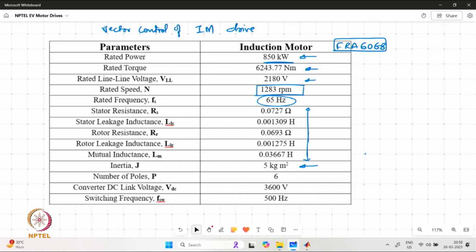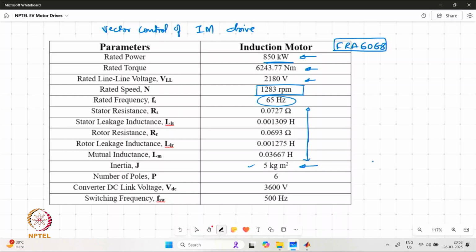Usually we have bulky systems operated from these high power motors, which is why inertia is taken as 5 kg meter square. Number of poles for this machine are 6, and we are considering a DC link voltage of 3600 volt. So basically we are trying to match 2.2 kilovolt while operating the converter with sine triangle PWM.